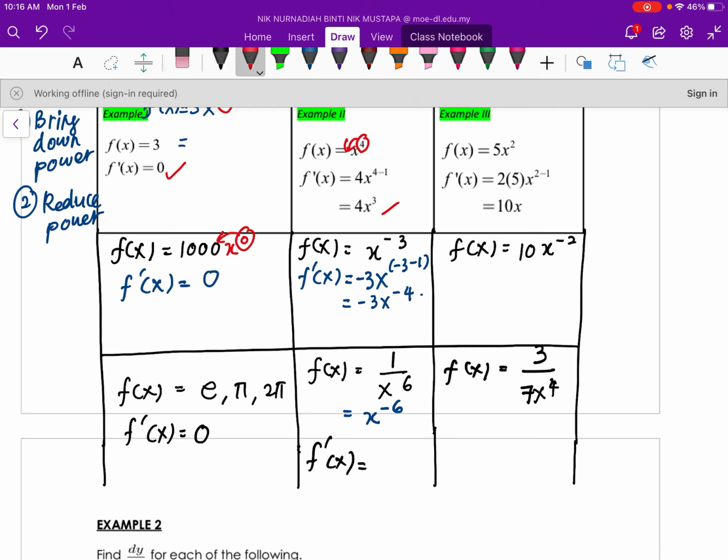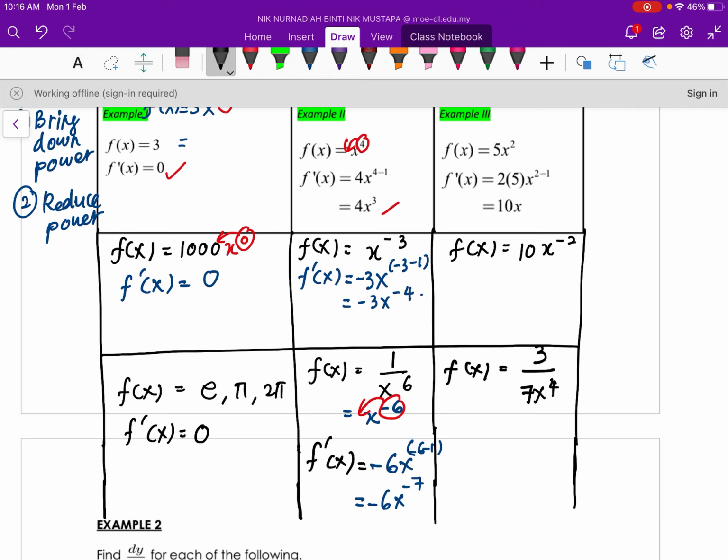So we'll bring the power down, it will become negative 6 x to the power of negative 6 minus 1 here. So the answer will be negative 6 x to the power of negative 7. Remember the step, bring down power, reduce power.